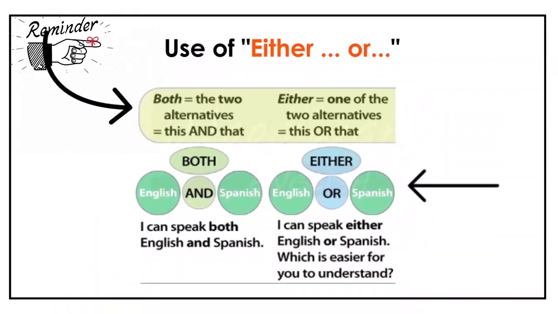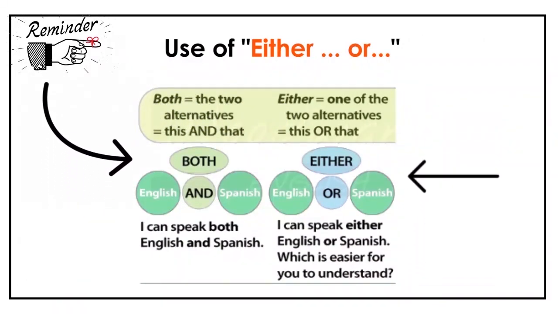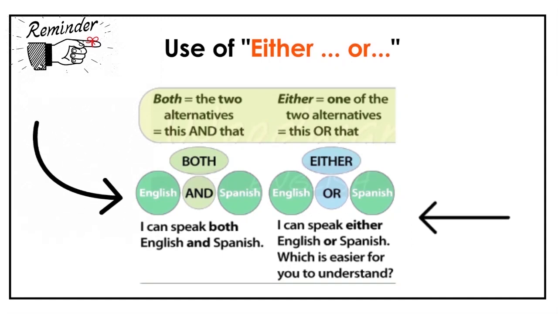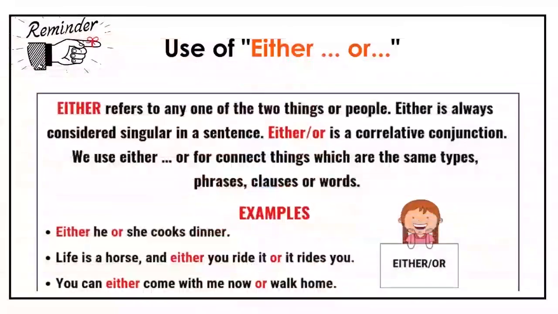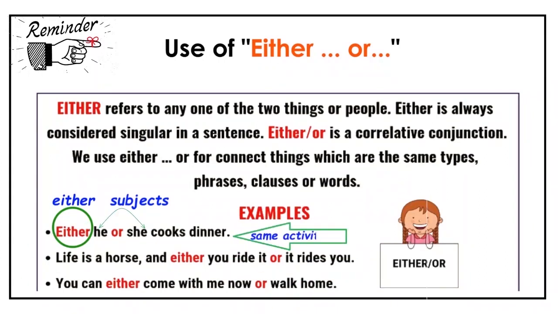I told you either is used to replace both. So either is the same as both. They have the same meaning. However, the usage is different. Either is only used in positive sentences. When it is applied at the beginning of the sentence, we are dealing with two subjects but doing the same activity, same event, same idea, or same opinion.